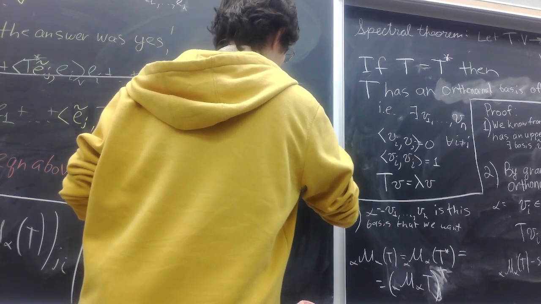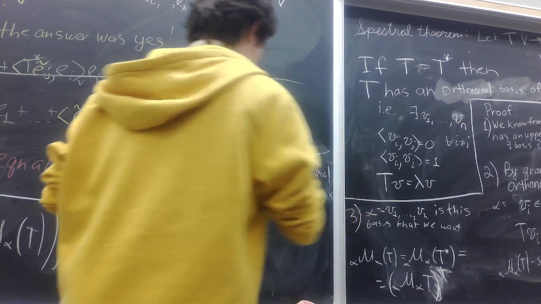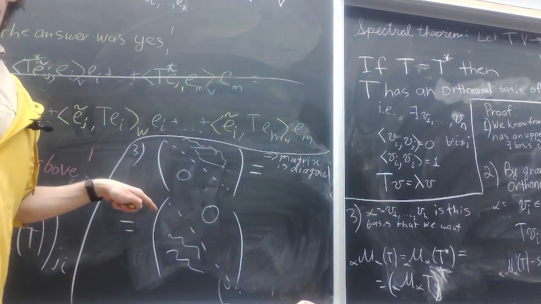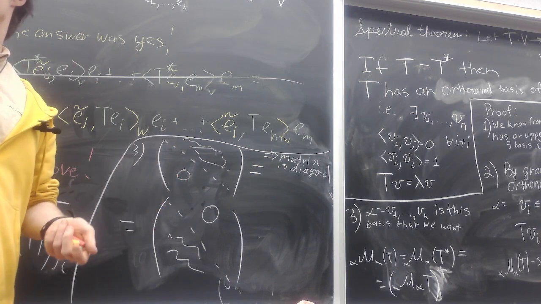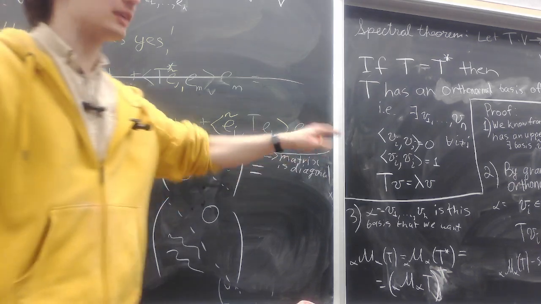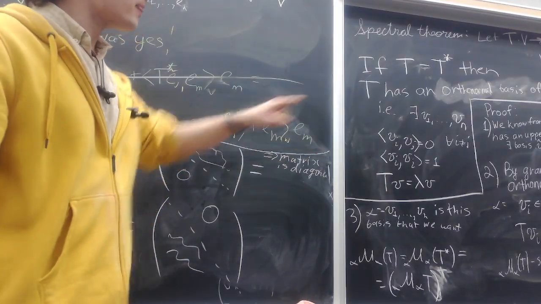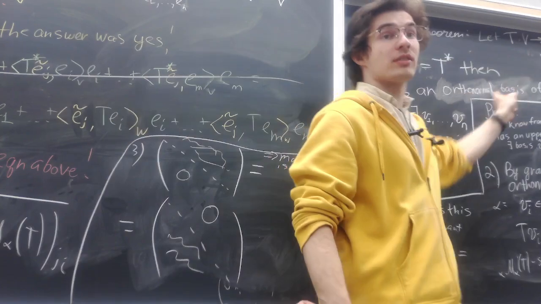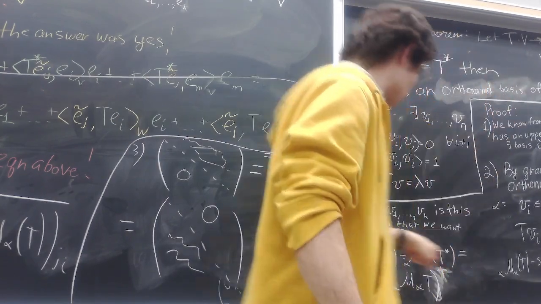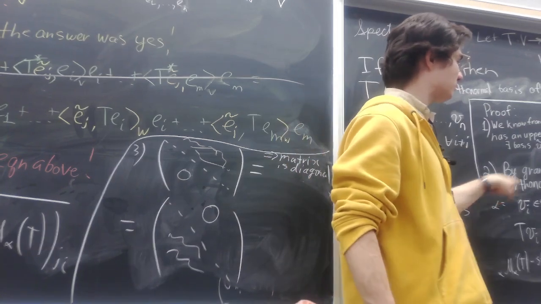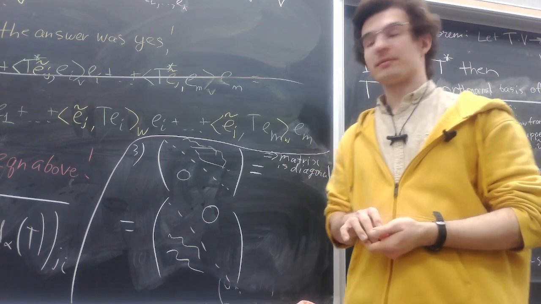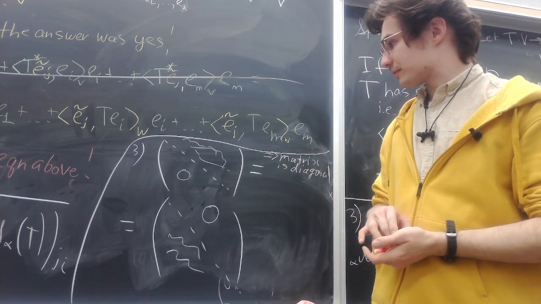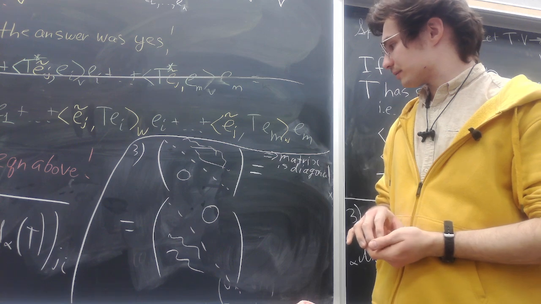Okay. But if the matrix is diagonal, what does that mean? That means that T v_i is equal to some number times v_i. So that's exactly a basis of eigenvectors. Good. Now this is also an orthonormal basis of eigenvectors, because we said that in step 2 by Gram-Schmidt we chose v_1 up to v_n to be orthonormal.